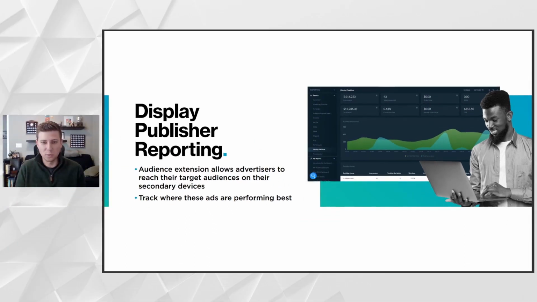So similar to network reporting, you can see performance down to the display publisher level. And then you can ultimately, again, exclude any publishers from your targeting if you would like to avoid placements on those. The algorithm will optimize accordingly, of course, but you're welcome to make those manual adjustments just like you would adding negative keywords to a search campaign.